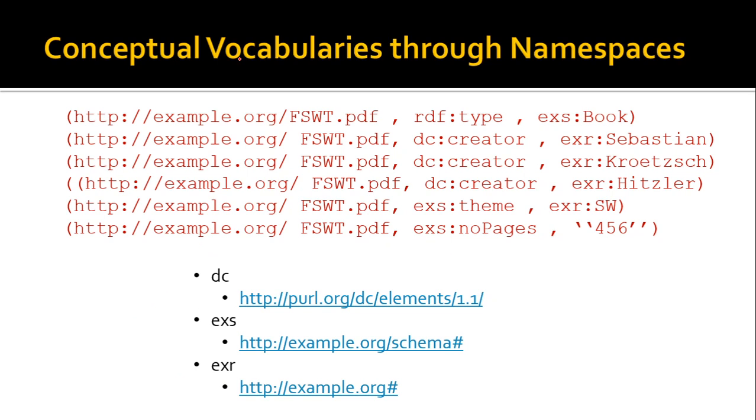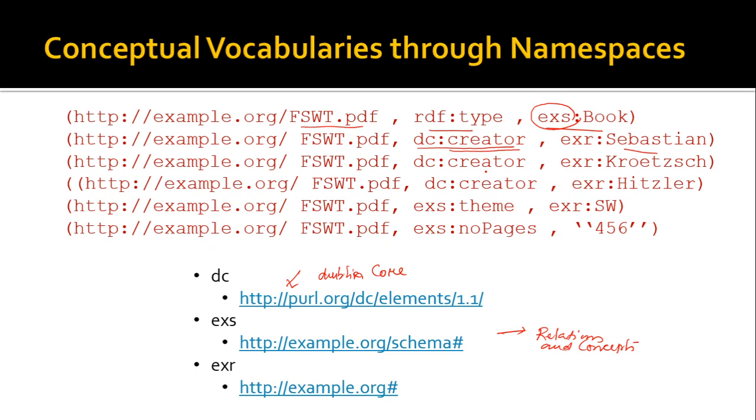So if you think of this particular example, where fswt.pdf has RDF type book, and fswt.pdf has creator exr:Sebastian. Here also we are assigning a base URI to exs, which is example.org/schema, which will define all the relations and the concepts, right? And there is certain already agreed upon vocabulary maintained by, say, Dublin Core. This is the Dublin Core metadata description language, right? From there you are borrowing and reusing creator.